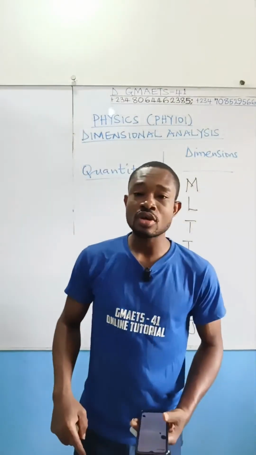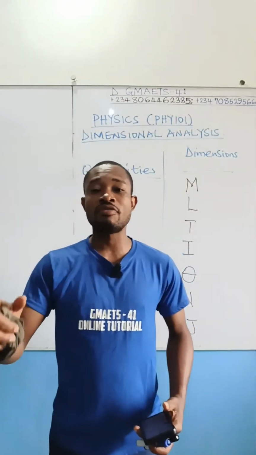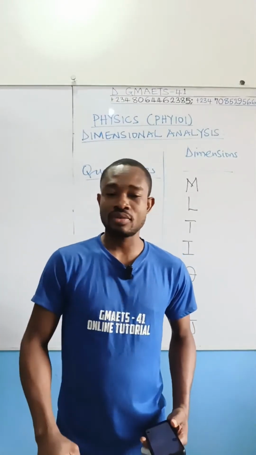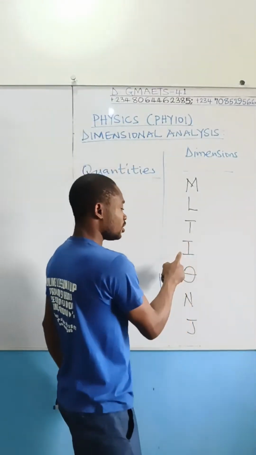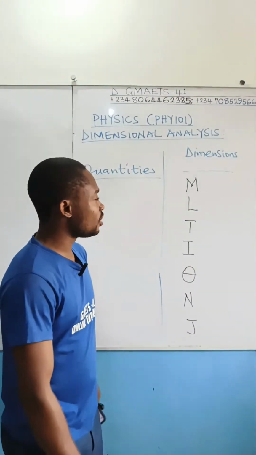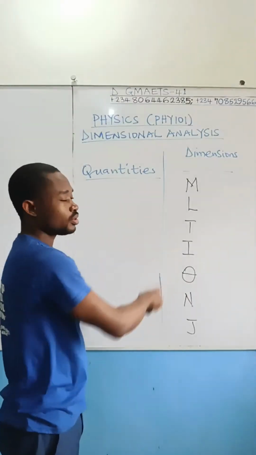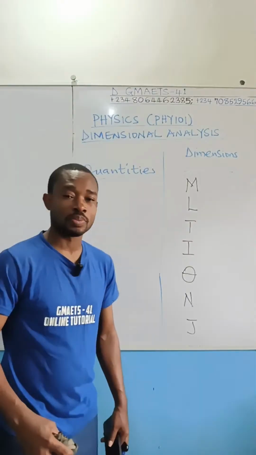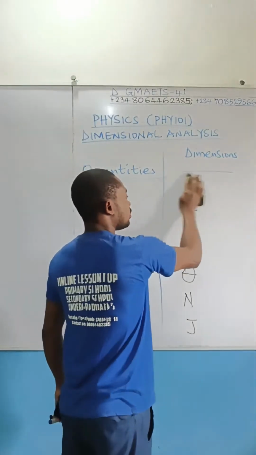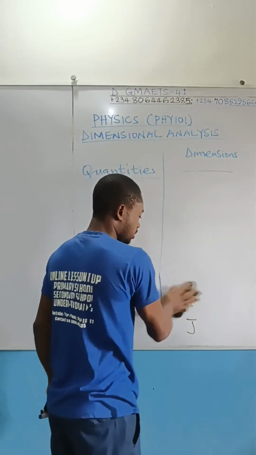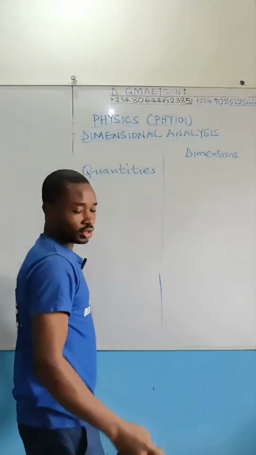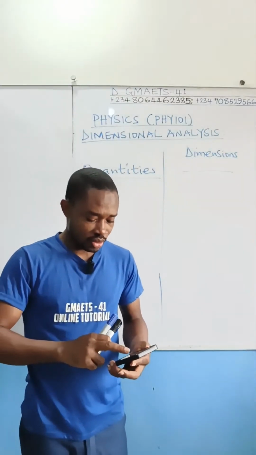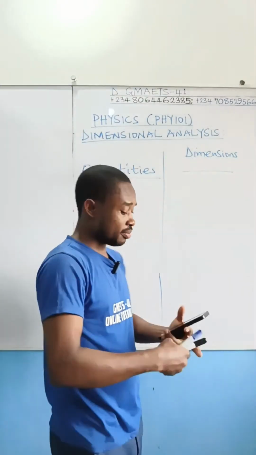The dimensions of mass, the dimensions of length, the dimension of time: M, L, T. But this one of current is important also, so that whenever you're dealing with electrical quantities, at least in our class today, we are going to establish the dimension of electrical potential. Okay, so let us move on to derived quantities and their dimensions.